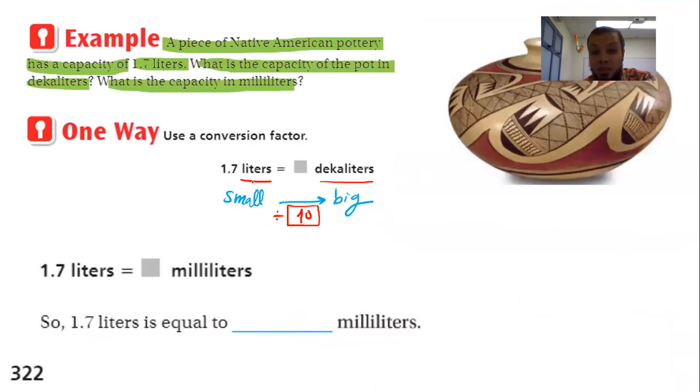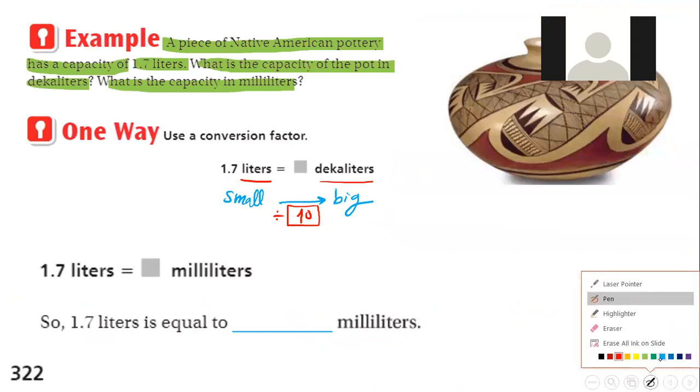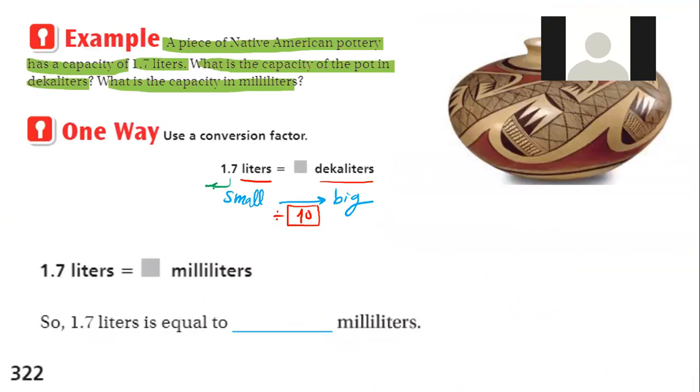When I need to divide by 10, what should I do with the decimal point? I move it. Right or left? Left, because we're dividing. After how many places? After how many digits? One place. That's right. So the answer will be 17 hundredths.